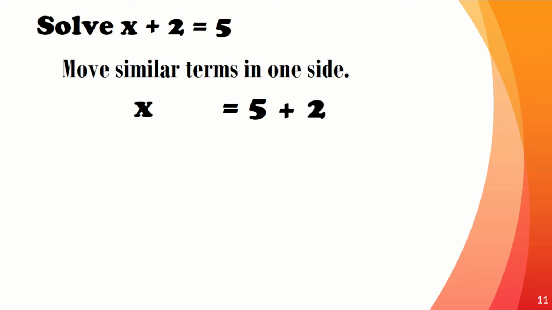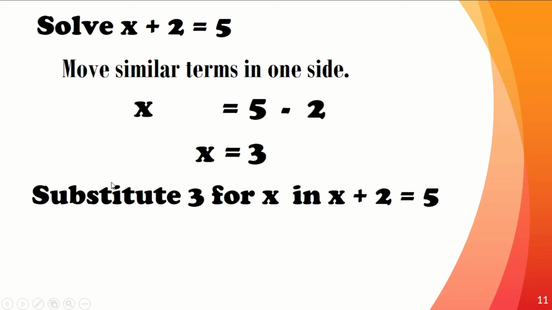So plus. But since you move it to the other side, you have to get the inverse of addition. What is the inverse of addition? That will be subtraction. So addition siya nung nandito. When you move it to the other side, mag-change siya. It will become subtraction. So x equals 5 minus 2, we have 3.